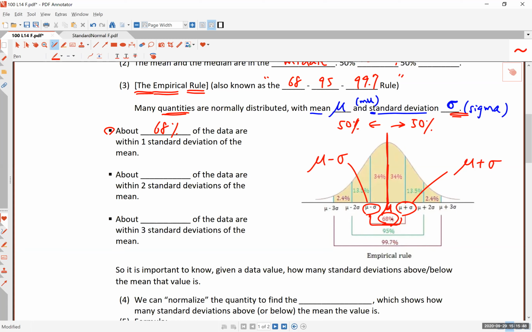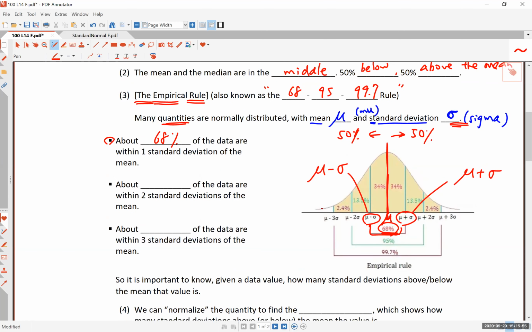How do they know this? Well, somebody actually did the calculations, including Gauss, and we have a very mathematically precise definition of this normal distribution. It is a certain function, called the standard normal function. And so you can actually calculate the area under the curve using calculus. They have discovered that between mu minus sigma and mu plus sigma, which is one standard deviation below and above the mean, you have 68% of all the data.